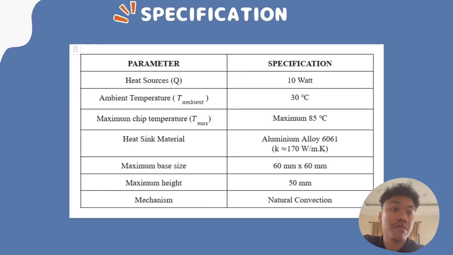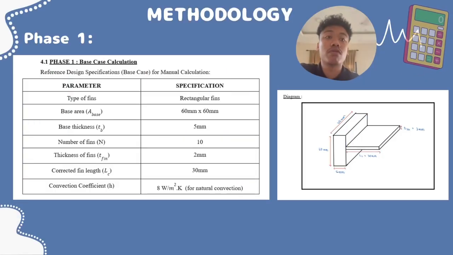Now we move to the specification for this case. As we can see in the table, the heat source Q is 10 watts, the ambient temperature T ambient is 30 degrees Celsius, and the maximum chip temperature is 85 degrees Celsius. The heat sink material is alloy 6061, with K around 170 W/mK. The maximum base size is 60 by 60 mm, the maximum height is 50 mm, and the mechanism for this case is natural convection.